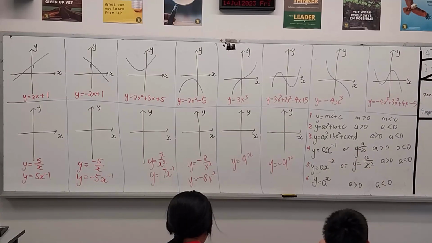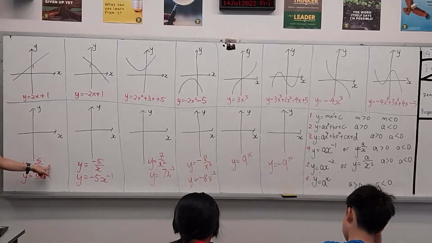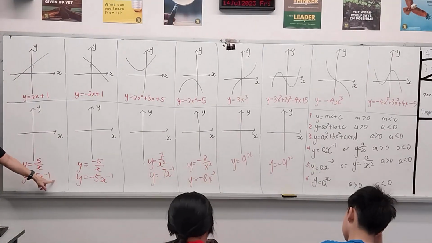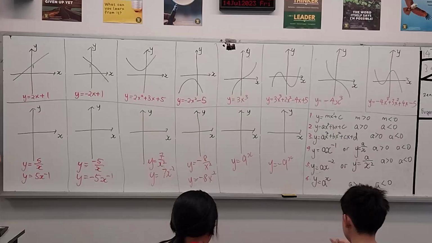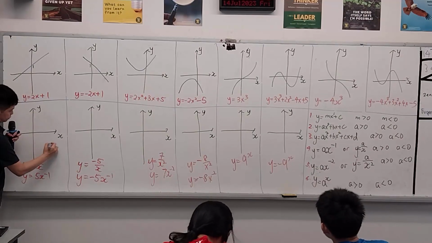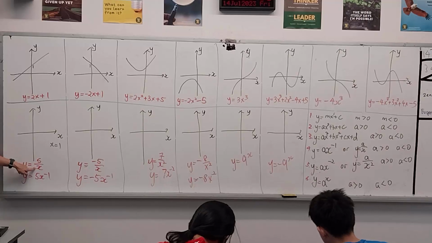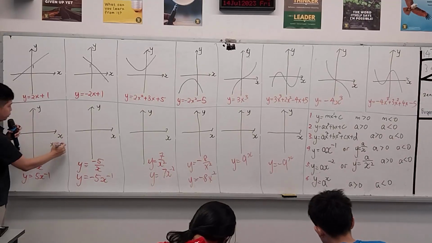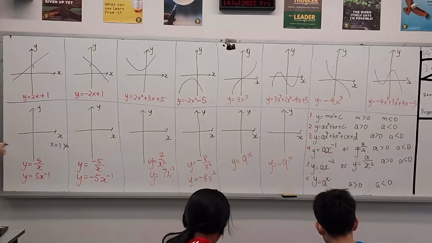It's the first time you're seeing this, that's why you're a bit stressed. The power is -1. It will either look like this over x or x power -1. You must bear in mind both are the same thing. So how will it look like? Let x be 1. You press calculator. Let x be 1. What is your y value?